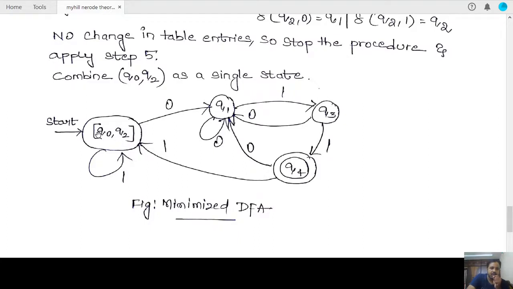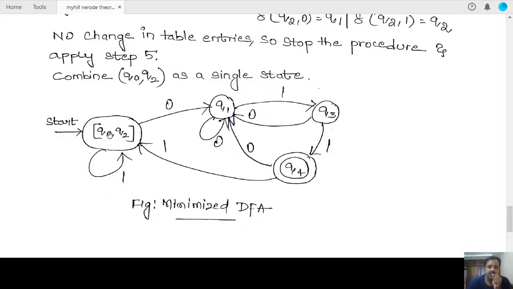So Q0 Q2 will become a single state. What is the starting state? Q0 is the starting state in the given diagram. So in merging, we are having Q0 here, so that Q0 Q2 will become the start state, right? Why? Because in the given DFA, Q0 is the starting state. So we have merged Q0 Q2 as a single state, and this state will become the start state. And then specify the transitions by seeing the DFA which is given in the problem.